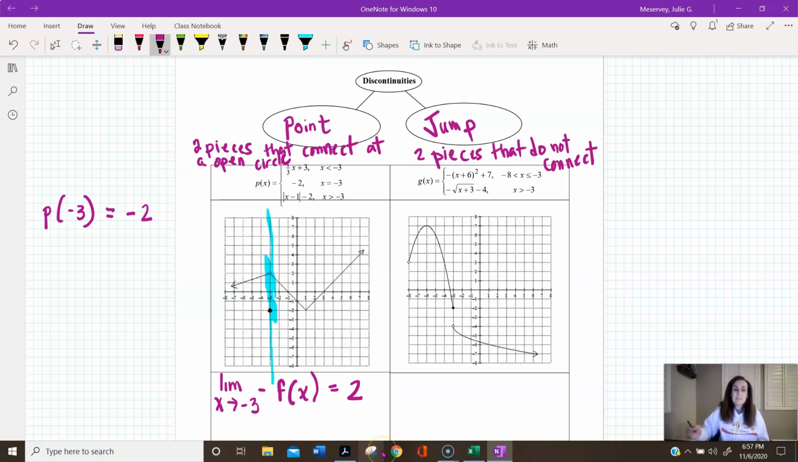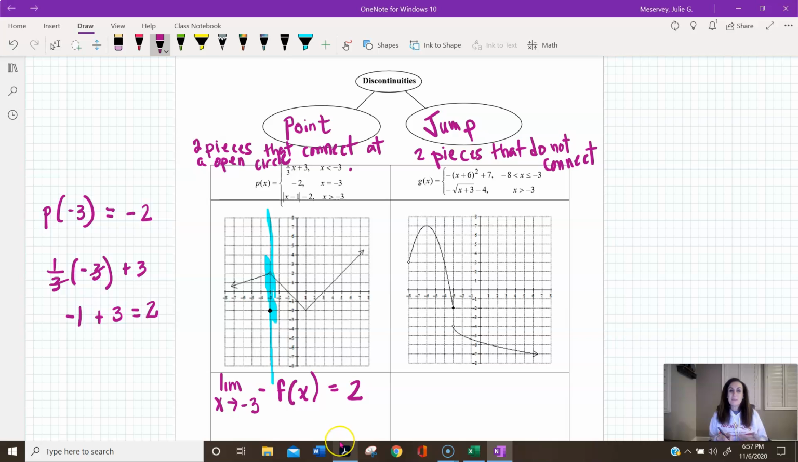Now you can do the limit algebraically. So you can see here's the equation of the piecewise graph. If I'm coming in from the left-hand side, it means I would be using this piece right here. So we would take 1/3, and in place of x, I'm going to go ahead and put in -3. And then I'm going to add 3. And you can see that those are going to cancel, giving me -1 plus 3, which equals 2. And you can see that was my limit right here at 2.